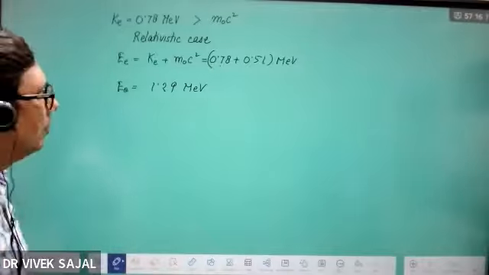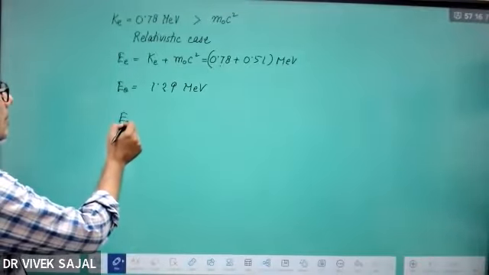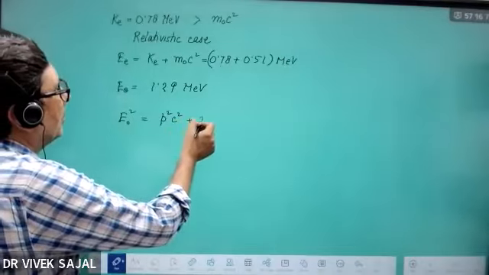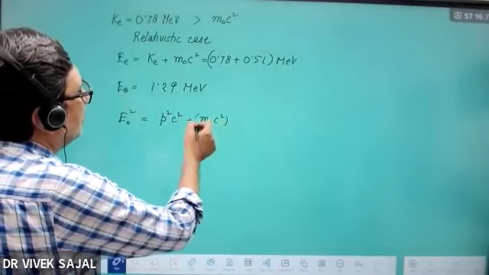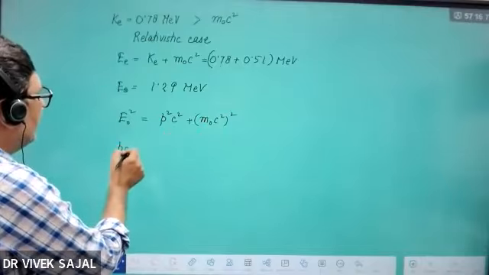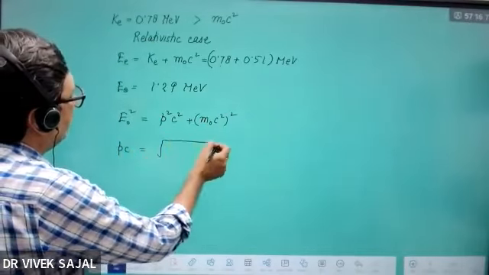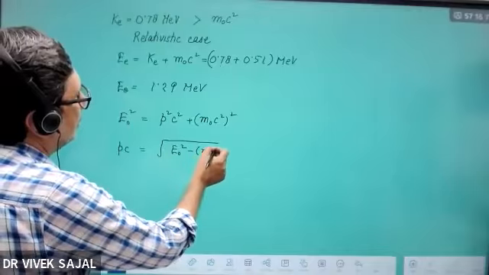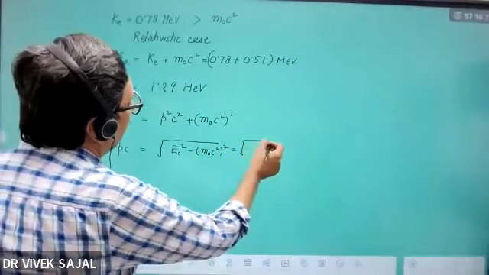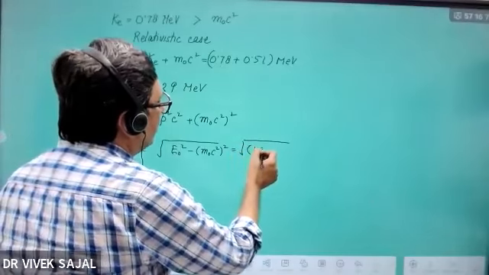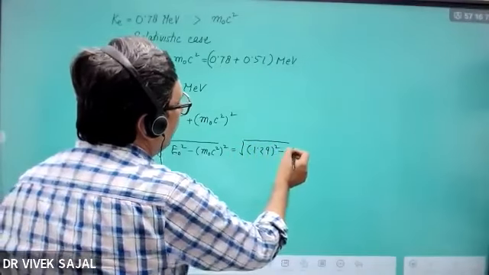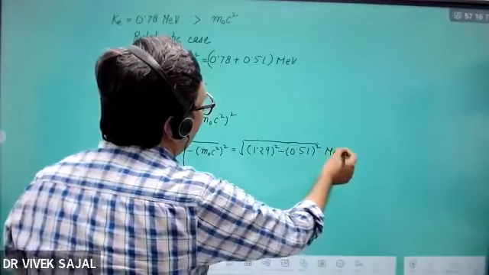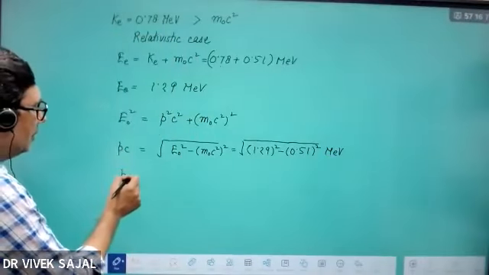Okay? So now use this equation for the total energy of the electron. If you make the square of this, this will be P square C square plus M naught C square whole square. So this PC will be the square root of E square minus M naught C square whole square. So this will be the square root of 1.29 square minus 0.51 MeV square. This will be in MeV. So this will be PC.